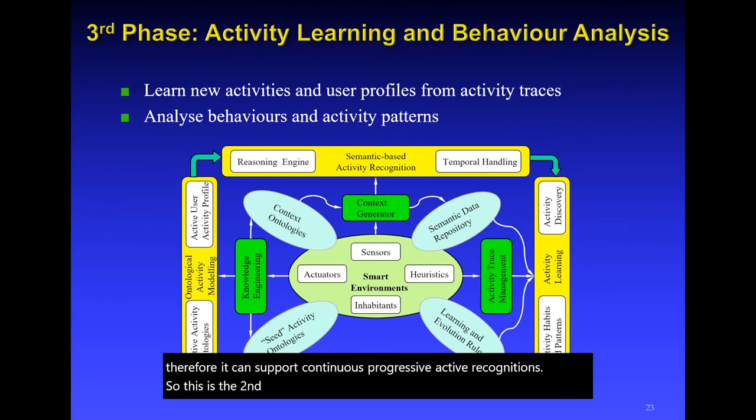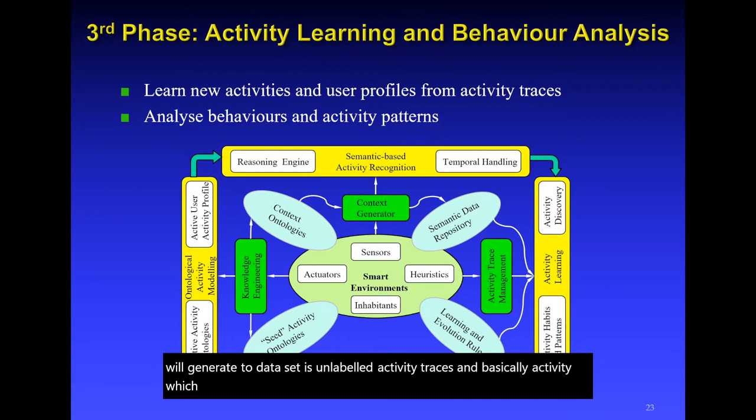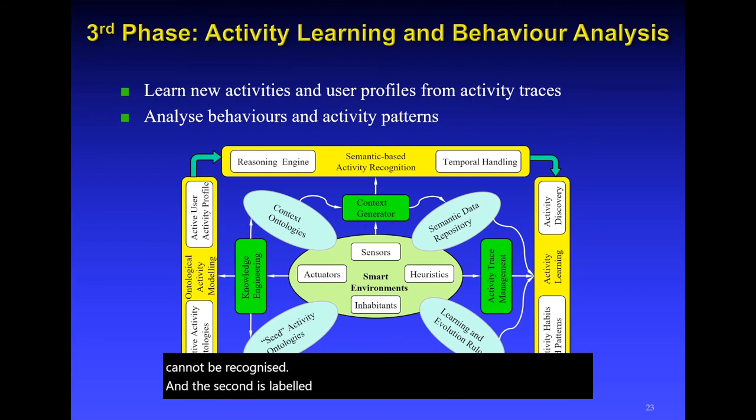Once we do this, we move to the third phase. As you can see from the last slide, the second phase generates two data sets. One is unlabeled activity traces, basically activities which happened but have not been modeled, and therefore cannot be recognized. The second is labeled activity traces, which are the recognized activities. Now, it's the third phase.